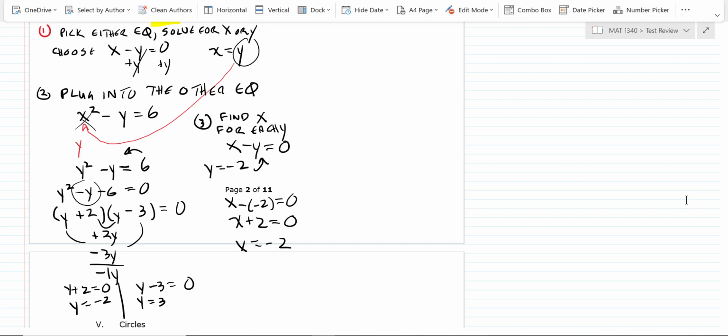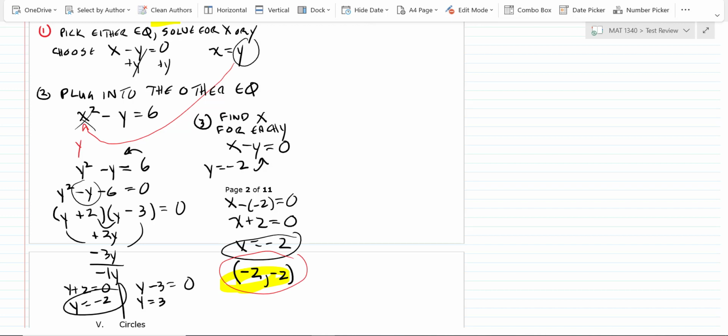Okay, now you're going to get points. So you write your answer like this. You say negative 2 for x, that corresponds to negative 2 for y. So that right there would be one answer to that problem. The answers are points on a system of equations.